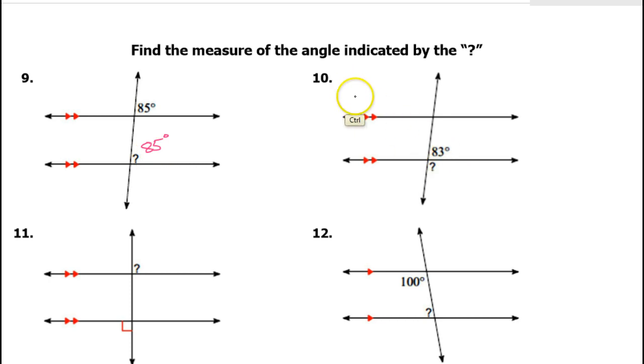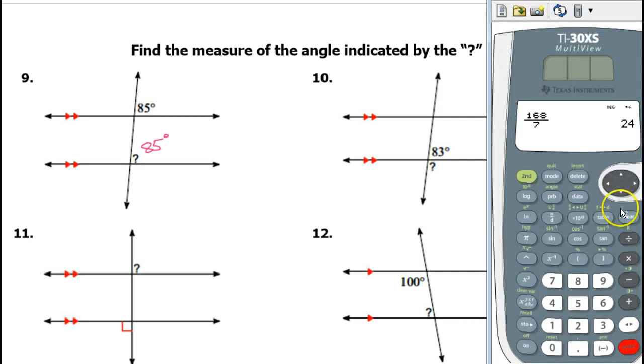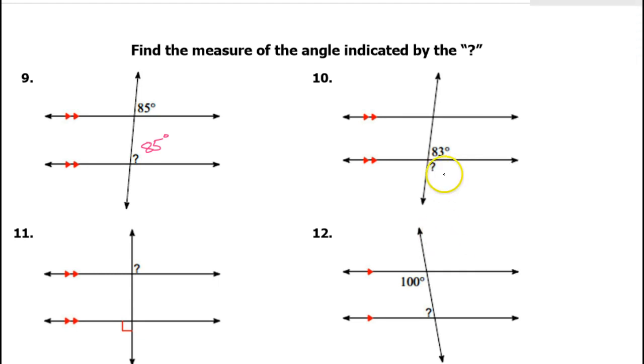Okay, look at number 10. See how we have an acute angle and an obtuse angle. They are probably going to be supplementary. And in fact, this is what we called a linear pair. And a linear pair is definitely going to be supplementary. So we will just do 180 minus 83. So that should be 97.